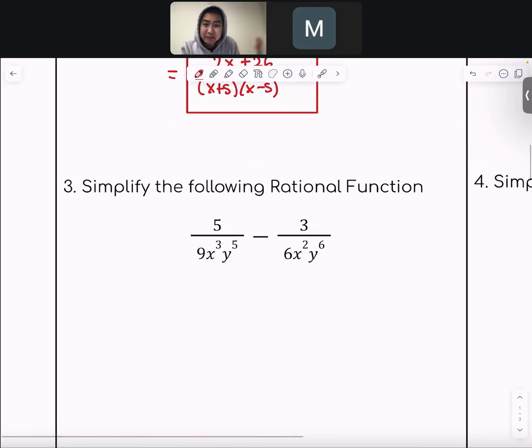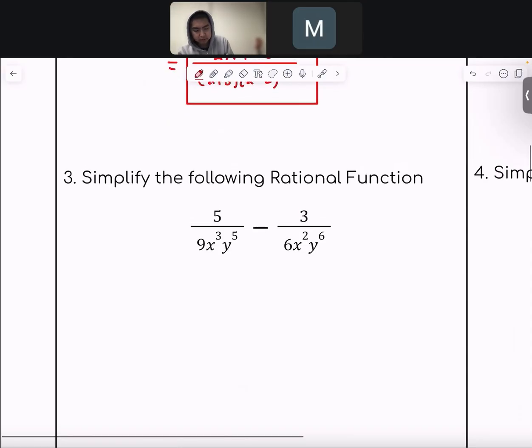We try to get these to be the same common denominator. Let's look at the numbers. You have to figure out what 9 and 6 can both become. If you want to find a common denominator with numbers, let's just keep adding 9s and 6s. 9, 18, 27, 36. 6, 12, 18, 24. I'm going to stop right there.